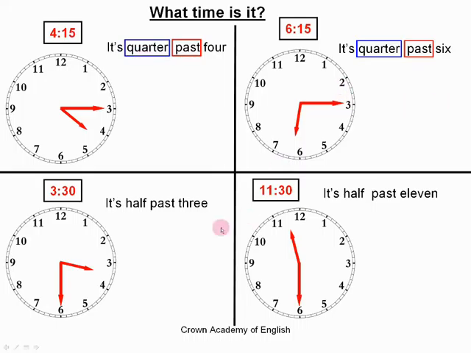And here, again, we have the word past, but this time we also have the word half. So we say half when the number of minutes is 30. It's 3:30.